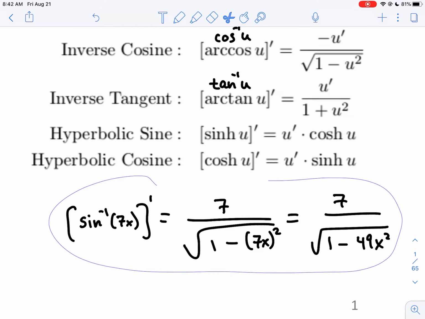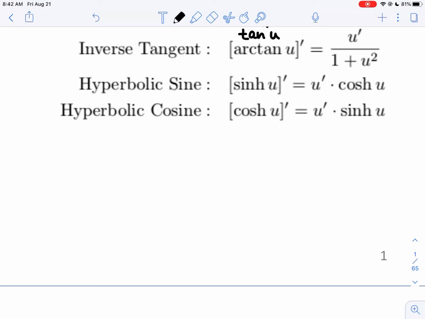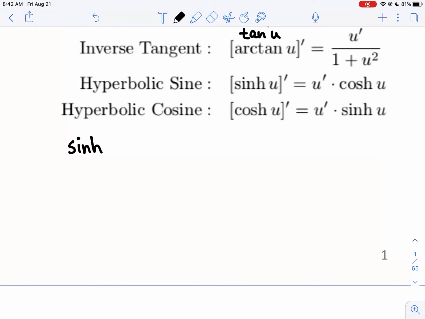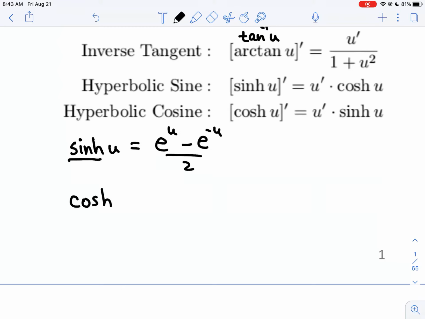And by way of review, lastly, the hyperbolic sine and hyperbolic cosine. Your teacher maybe did not cover these functions in your Calc 1 class, so I'll just cover them briefly here. Sine with an h is called a hyperbolic sine, and then the u is the argument. In the case of hyperbolic sine, it's actually a combination of exponential functions. It's e to the u minus e to the negative u all over 2. Sometimes we just say sinh for hyperbolic sine and cosh for hyperbolic cosine. And the hyperbolic cosine is defined to be the average of the exponentials e to the u and e to the negative u. So add them together and divide by 2.